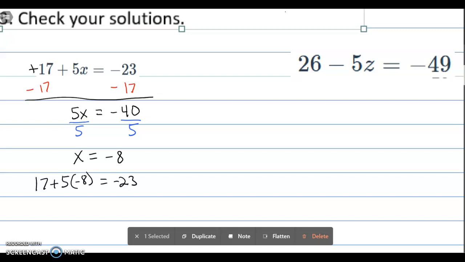All right, let's take a look at this one. The first thing we're going to do is isolate the variable. We've got this positive 26, and I'm going to go opposite of that. Now, I'm not subtracting the 26 because it's on the left side. I'm subtracting the 26 because it's not the variable. It's a constant. So I'm going to subtract 26 on both sides.